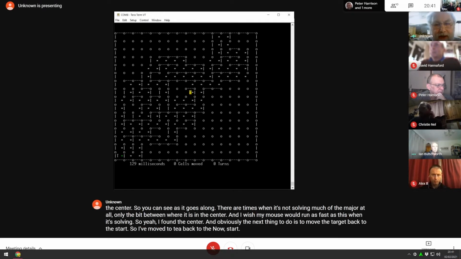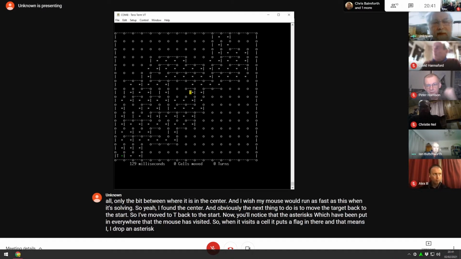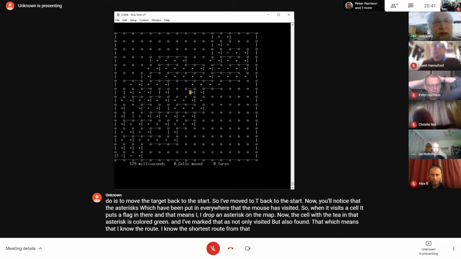Now you'll notice the asterisks, which have been put in everywhere that the mouse has visited. When it visits a cell, it puts a flag in there, and that means I draw up an asterisk on the map. Now the cell with a T in, that asterisk is coloured green. And I've marked that as not only visited, but also found.